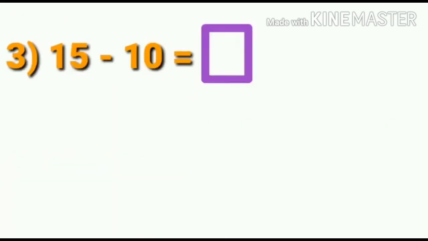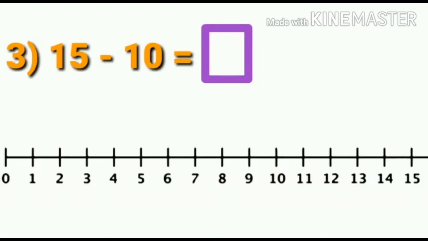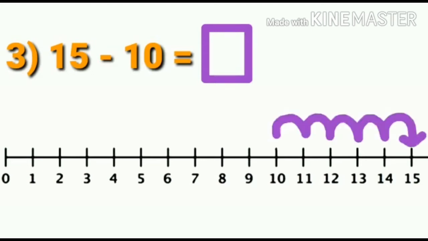Next sum. 15 minus 10 is equal to, let us find out. We will use the forward method here. Start jumping forward from number 10 to number 15. 1, 2, 3, 4 and 5. So we have taken how many jumps? 5 jumps. So 15 minus 10 is equal to 5.